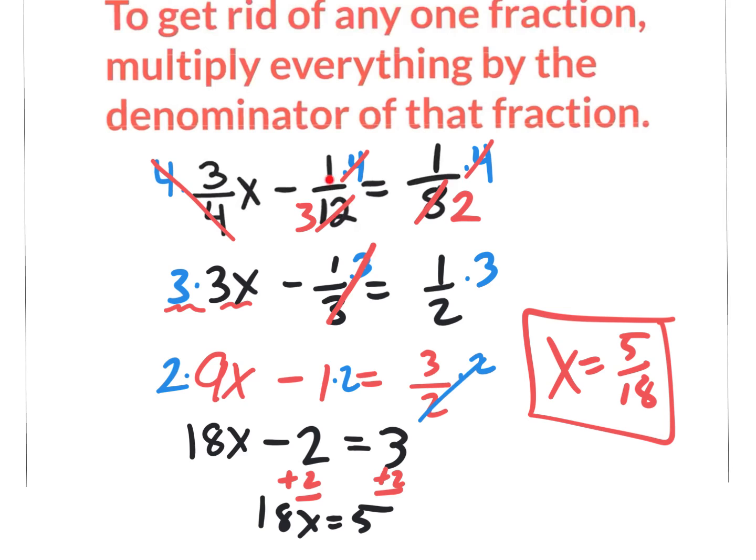I could have gotten rid of the 1/12 first. It doesn't matter which one you get rid of first, but you could get rid of one fraction at a time by multiplying everything by the denominator of the fraction that you want to get rid of. I hope we understand that. So there's a quicker path.